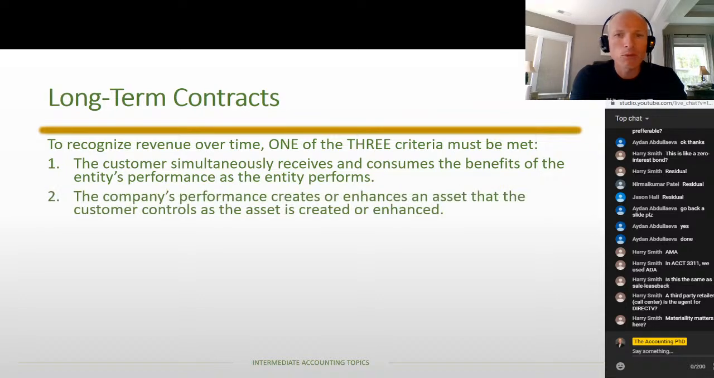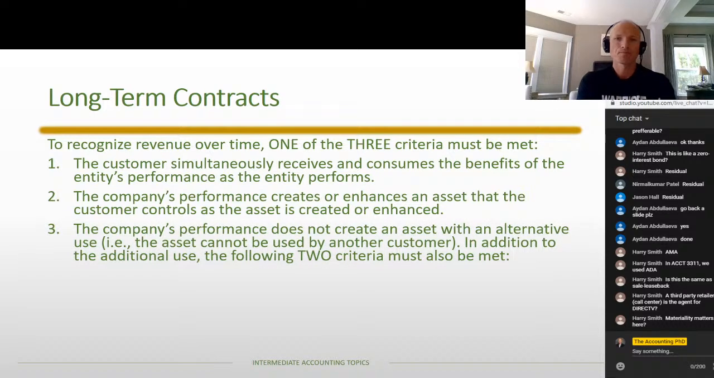Number two, the company's performance creates or enhances an asset that the customer controls as the asset is created or enhanced. So, as an example, let's say that I am a construction company and I am remodeling a building. Well, while I'm remodeling the building, the customer continues to control it. In other words, it's not like they're signing the building over to me while I'm doing the remodeling. Instead, they're the ones that keep control of the building. And let's say that I complete one floor. Well, they get to keep using that one floor that I just completed. And so I can recognize revenue as I'm making my way through the process. Rather than waiting until the entire building is remodeled, I can do it in pieces as I complete certain aspects of the remodel. Again, the key though is that the customer continues to control it as the process is going along.